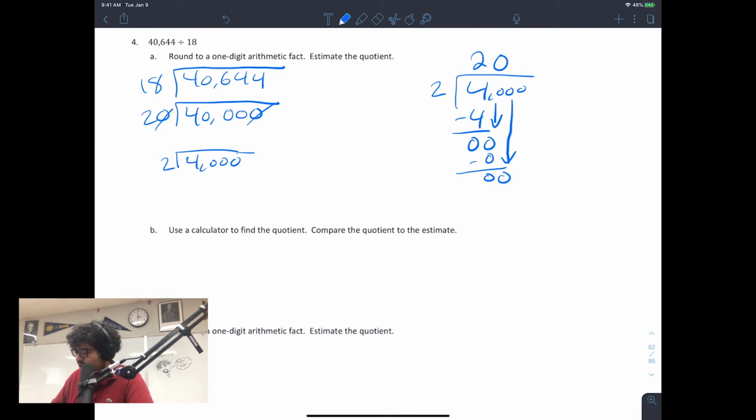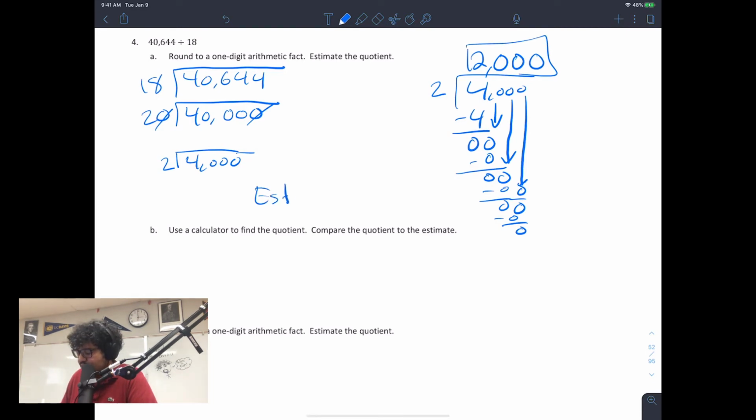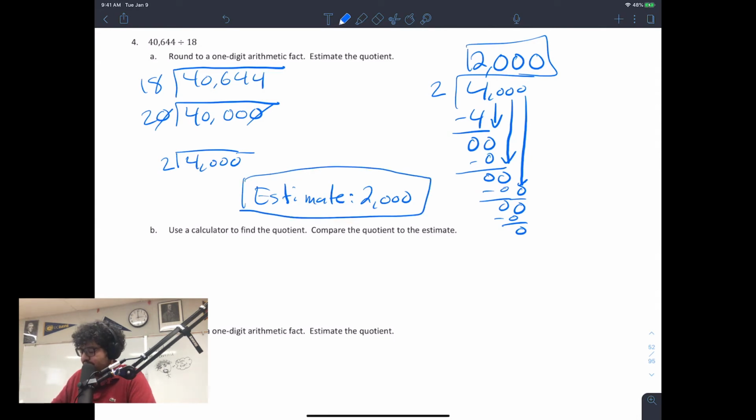The answer is 0 again. 0 times 2 is 0, so you take away 0. And then you bring down the last of the zeros. How many times can you fit the 2 into 0? 0. 0 times 2 is 0, so you take away 0. And then there's your answer, and your final answer there is 2,000. So we can say that our estimate is 2,000. Okay, that's our estimate there. All right, so then let's go ahead and pull up a calculator and see what the actual answer is.